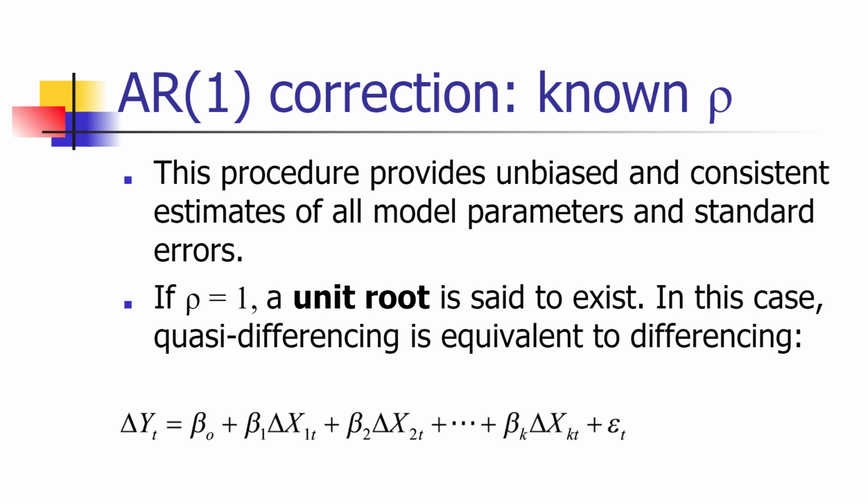One special case of this is that if rho happens to be equal to 1, then a unit root is said to exist, and then that quasi-differencing would be reduced to simply differencing, where you measure the change in y as a linear function of the changes in x's. But again, that's only if we have a value of rho equal to 1.